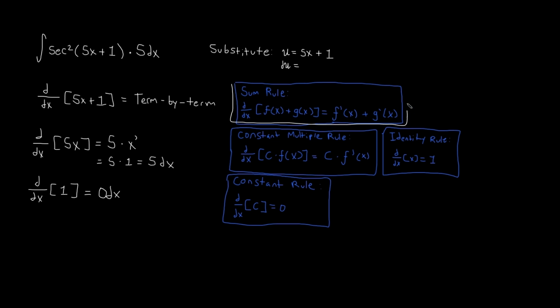Let's now turn our attention back to the sum rule. Because the sum rule says that the derivative of one function plus another function equals the derivative of the first function plus the derivative of the second function, that means it's going to give us the answer for the entirety of the operation. In other words, the derivative of 5x plus 1 is going to be 5, because that's what we found for the derivative of 5x, plus 0, because that's what we found for the derivative of 1. Our answer, 5 dx. Allow me to clean this up just a bit.